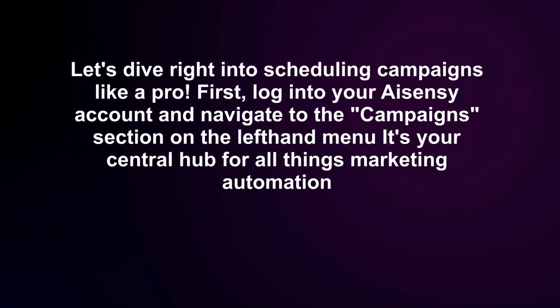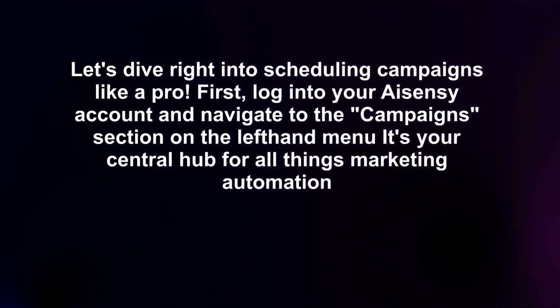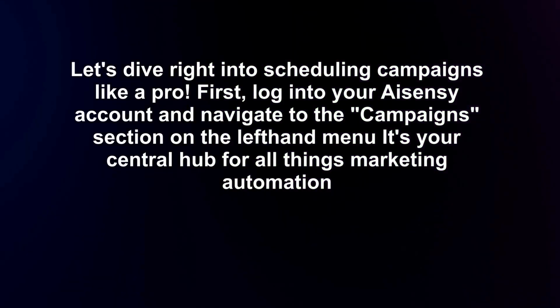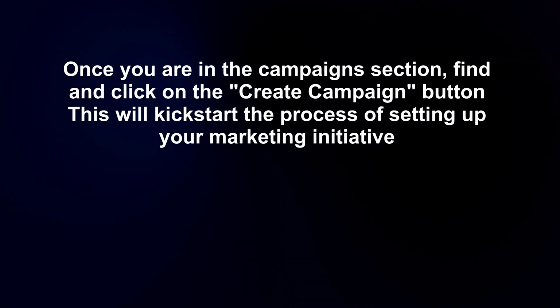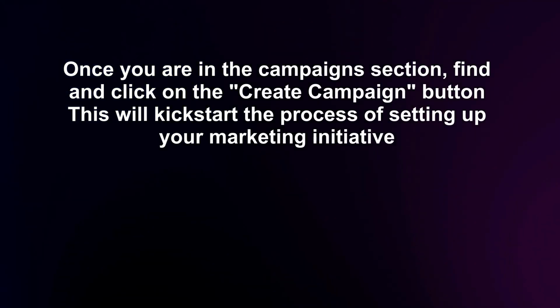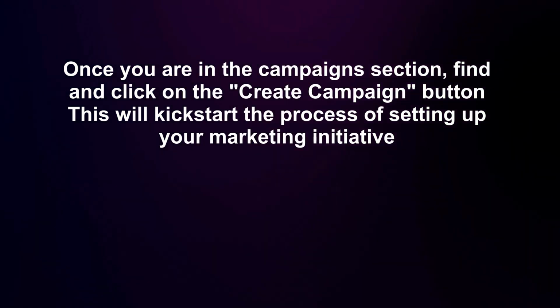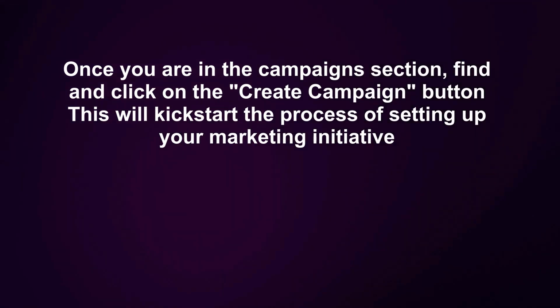First, log into your Aisensy account and navigate to the Campaigns section. On the left-hand menu, it's your central hub for all things marketing automation. Once you are in the Campaigns section, find and click on the Create Campaign button. This will kickstart the process of setting up your marketing initiative.